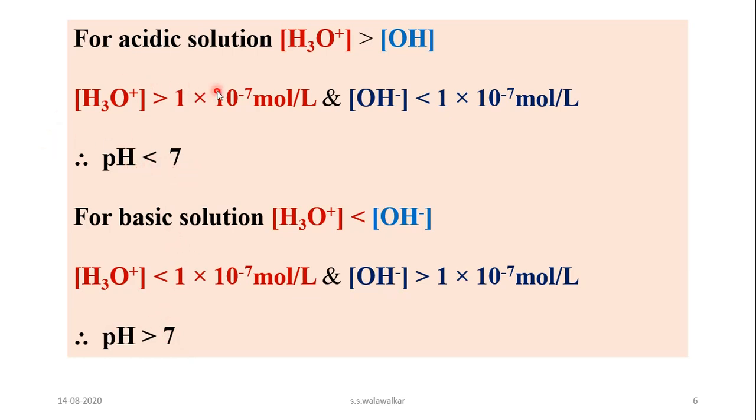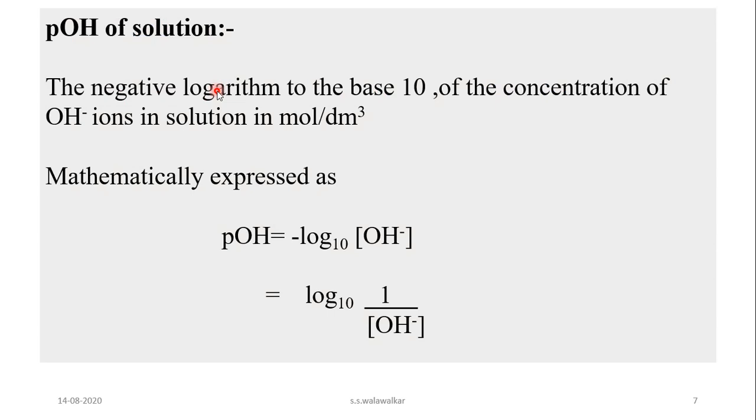then solution is acidic. Now we will study the next definition of pOH according to Sorensen. According to Sorensen, pOH of the solution is what? The negative logarithm to the base 10 of concentration of OH ion in solution in moles per decimeter cube, and it is mathematically expressed like this in the same way as pH. pOH is equal to minus log to the base 10 of OH ion concentration, that is equal to logarithm to the base 10 of reciprocal of OH ion concentration.